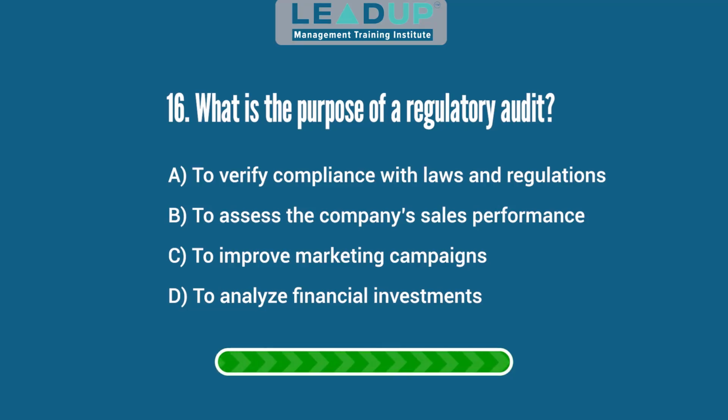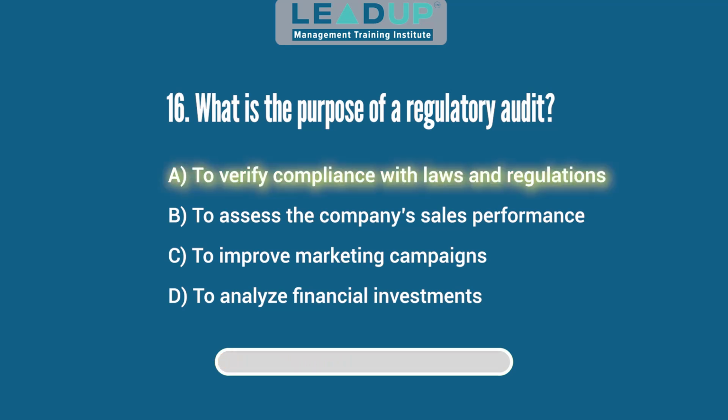Question 16. What is the purpose of a regulatory audit? A. To verify compliance with laws and regulations. B. To assess the company's sales performance. C. To improve marketing campaigns. And D. To analyze financial investments. The answer is to verify compliance with laws and regulations.